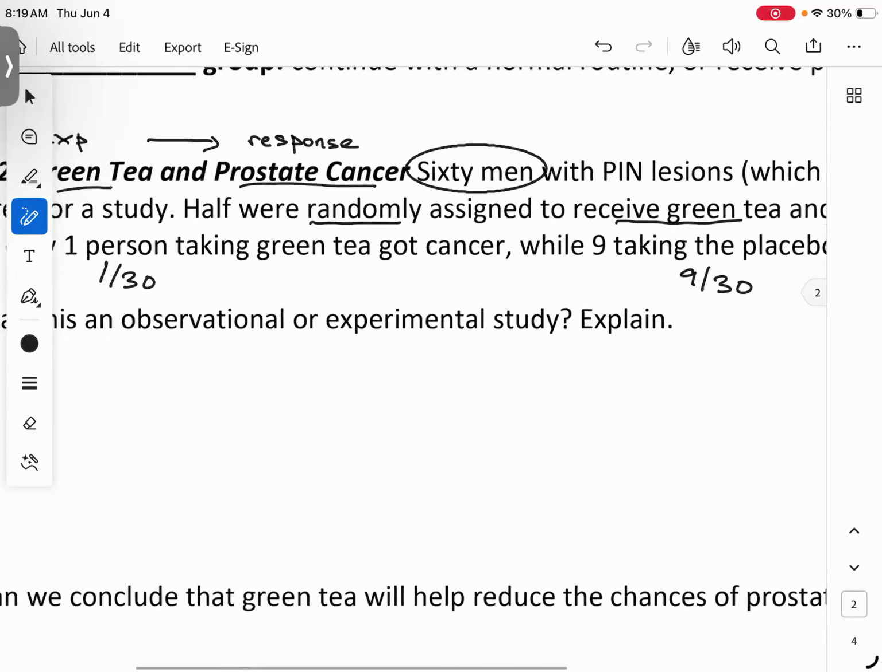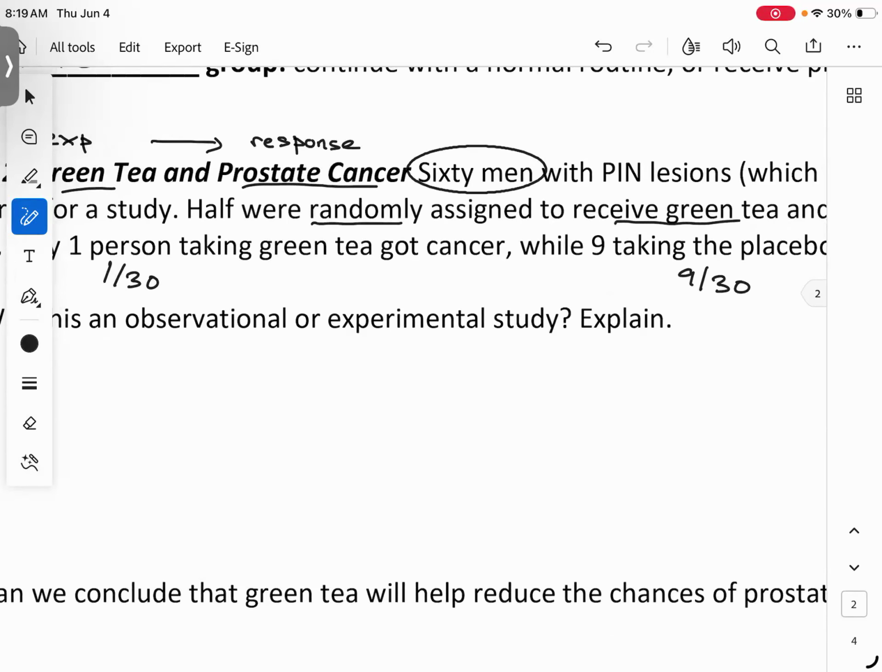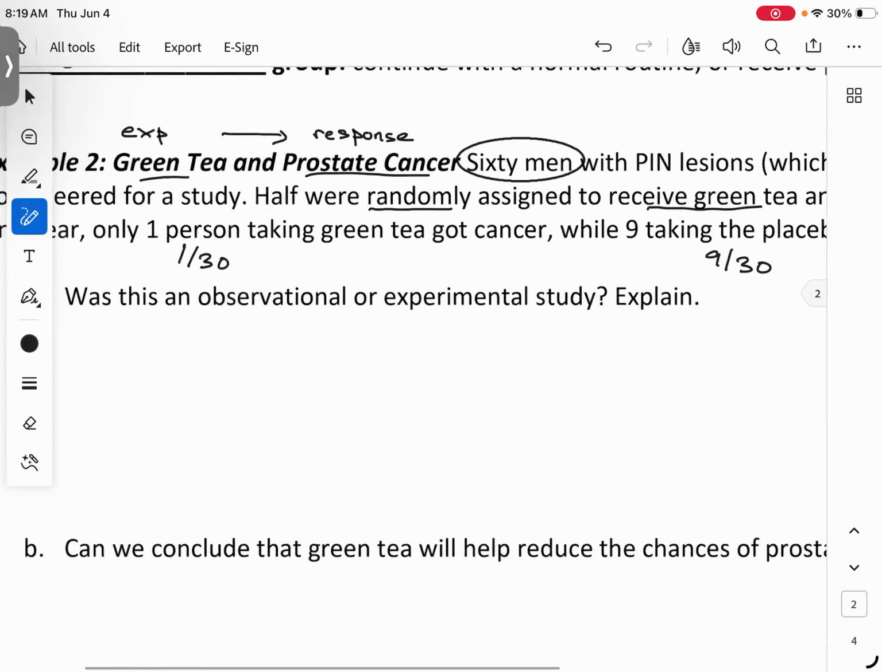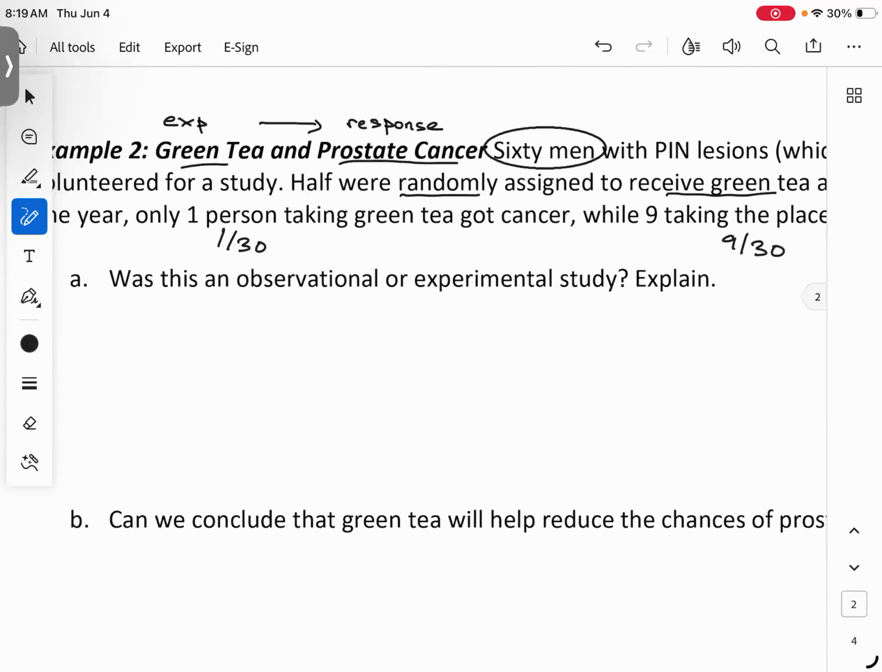I mean, if you want to just calculate the percentages, 1 divided by 30, 9 divided by 30, you'll see that it was much higher for the control group, the placebo group. And so what I want you to take away from here is that this is considered an example of an observational study, excuse me, an experiment.